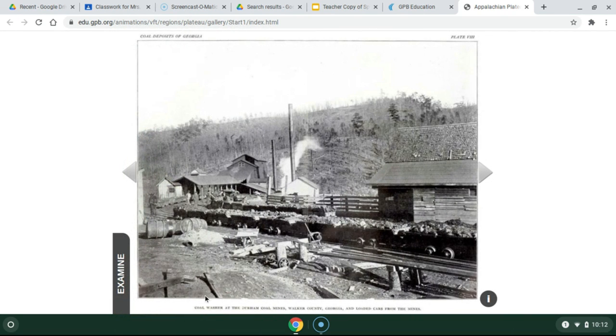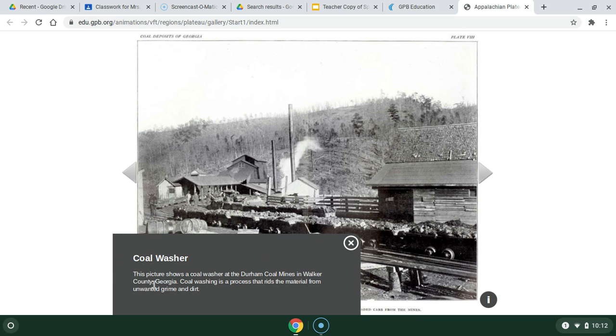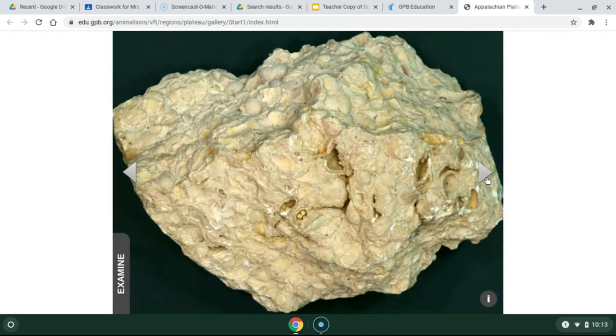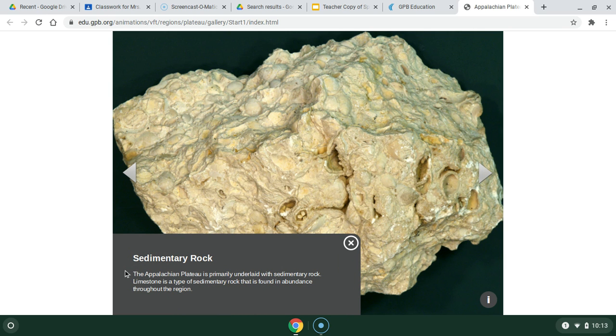All right, this is a picture from coal mining from a long time ago. And they actually did coal mining in this area of Georgia. All right, this is what limestone looks like. It's found in this area.